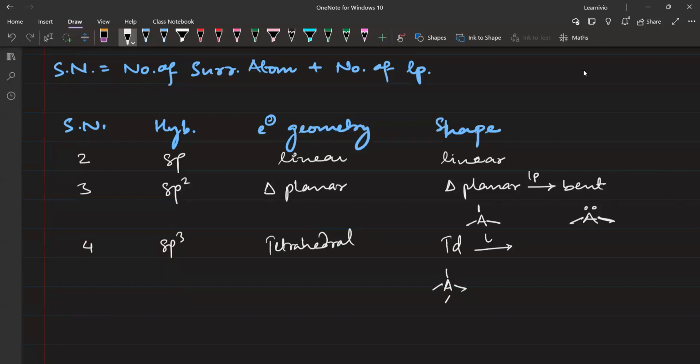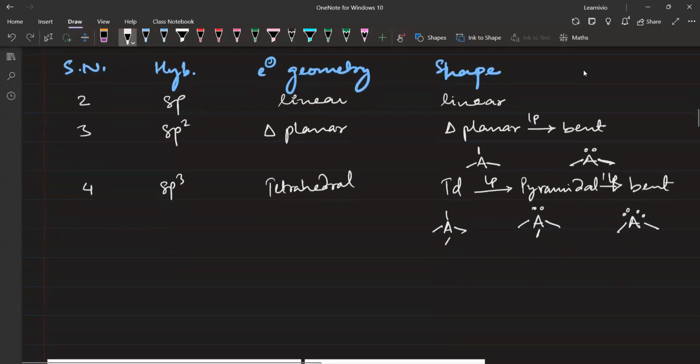If you add one lone pair, let us see what's going to happen. A में एक लोन पेयर आ गया, now you have Td like this. This will become what? This will become pyramidal, जिसका बेस कैसा होता है? ट्रायंगल बेस होता है. So now pyramidal. एक और लोन पेयर ऐड कर दीजिए. We'll have 2 lone pairs like this, and there will be 2 bonds like this. Now it has become what? Bent.